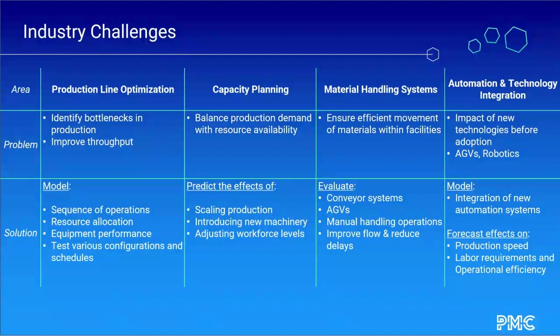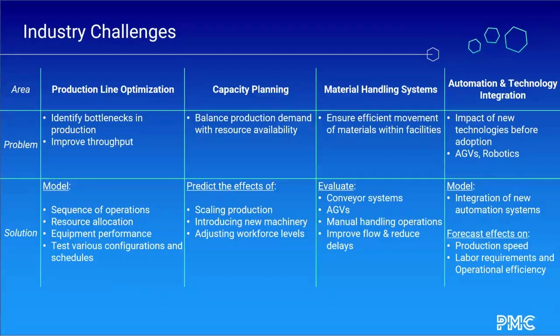I'd like to start things off with going over some industry challenges that we might face and how we can solve these problems using simulation. So on the left I have all the headers. You have the area on top, the problem in the middle, and then the solution in the bottom. Starting off on the left, we have production line optimization. We want to identify bottlenecks in production and improve throughput. That's a given. And we can model the sequence of operations, we can model resource allocation, and we can get results on equipment performance and really test various configurations and schedules and have a quick turnaround on those modifications.